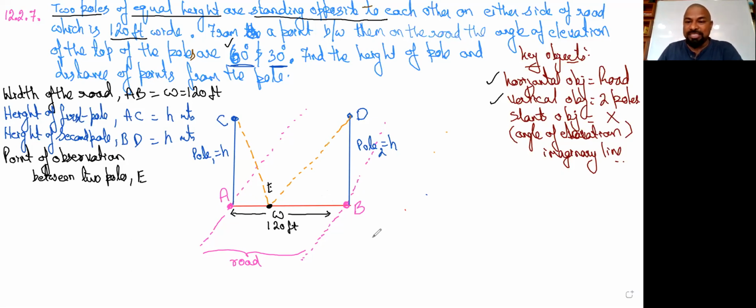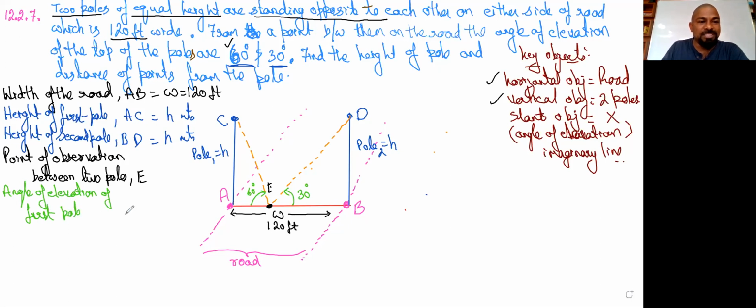Now we are dealing with the angles there. The angle to the first pole is 60 degrees. The angle of elevation is more. And for the second pole, the angle of elevation is less, that is 30 degrees. We know the relation: if the angle is more, distance will be less. Now let's draw this one. Angle of elevation of the first pole.